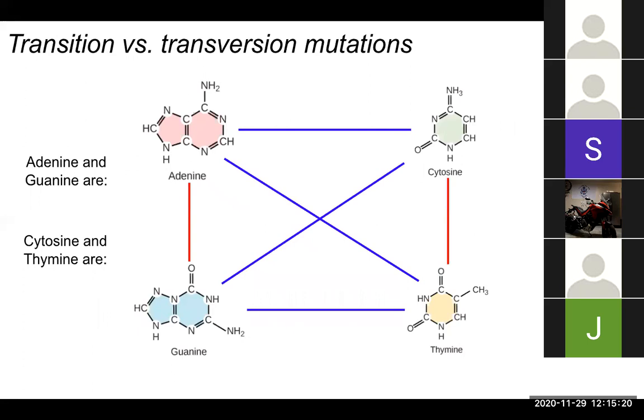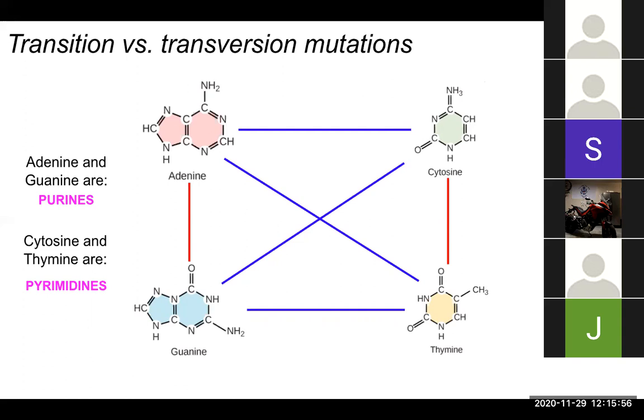All right, so transitional versus transversional mutation. Before we go into detail on this, can anybody tell me what adenine and guanine are? What specific type of nucleotides they are? Perfect, go ahead and show the answer. They're purines. You can identify them easily because they are the 2-ring nucleotides. How about cytosine and thymine? Perfect. Go ahead and show the answer. Pyrimidines. They have the 1 ring.